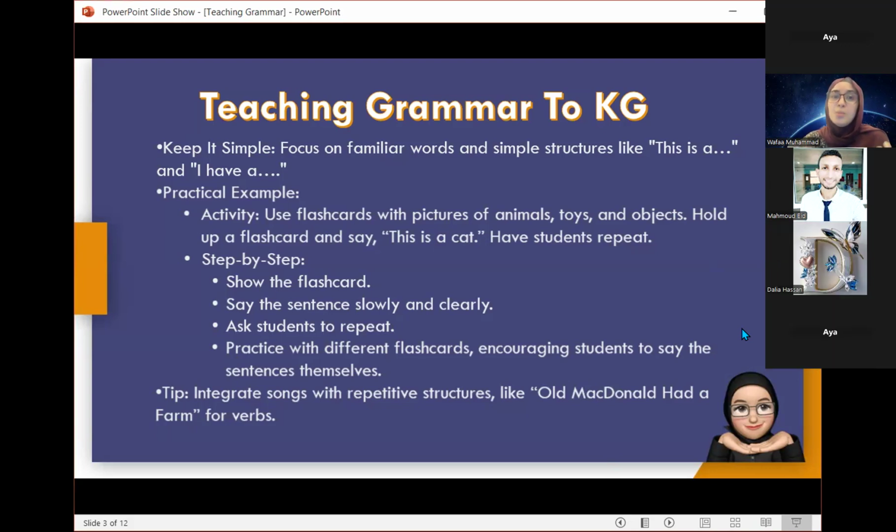You need to make it as simple as possible. Okay, Miss Aya, do you have a question or is it from the previous time? Miss Aya, hello.